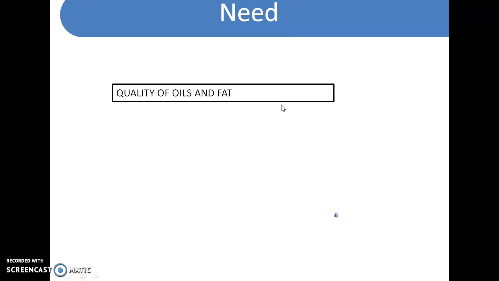After calculating it, go through the literature and standard books like IP or BP and find out the acceptable saponification value for that particular oil, for example castor oil, coconut oil, sunflower oil, or rice bran oil. And if the value is low, then it is good for health.